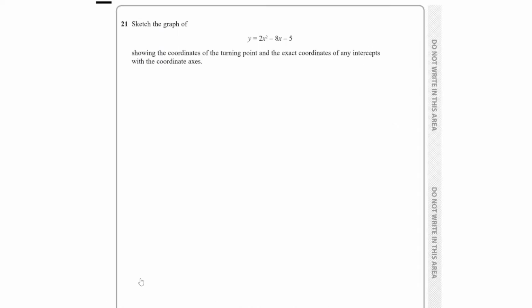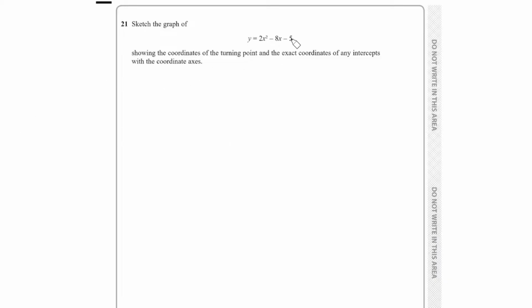So yeah. Okay, question 21. This is quite a big question. I think this is a 5 marker, this one. Obviously we're getting towards the end. Yeah, 5 marks. So quite a lot to do here. Sketch the graph of y equals 2x squared minus 8x minus 5.